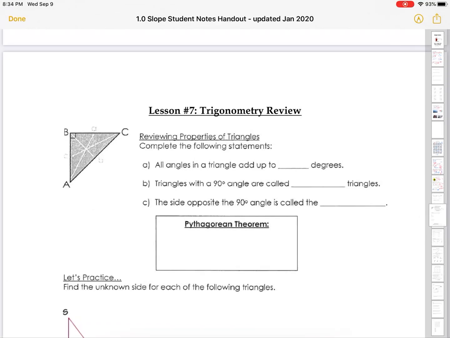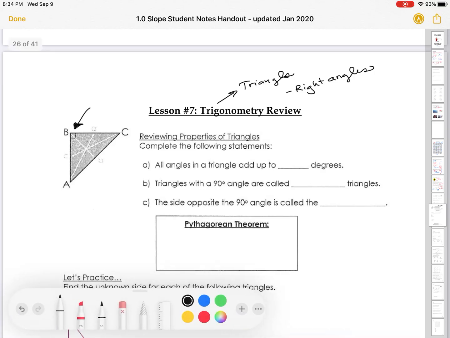All right, so lesson 7. Before we hit the weekend, we're going to do just a little bit of a trigonometry review. Trigonometry, we're talking about triangles, and most specifically, we're talking about right angle triangles. Okay, so we've got that right angle triangle there.